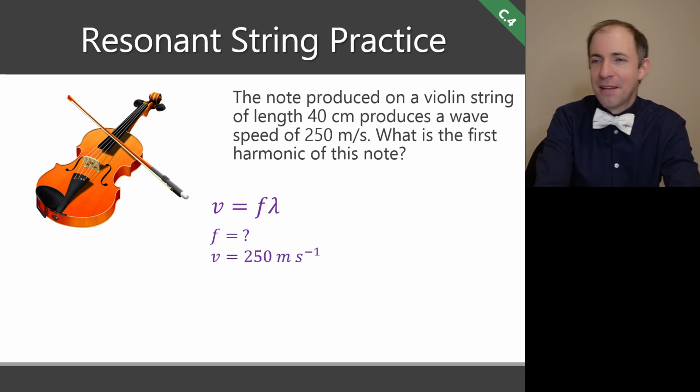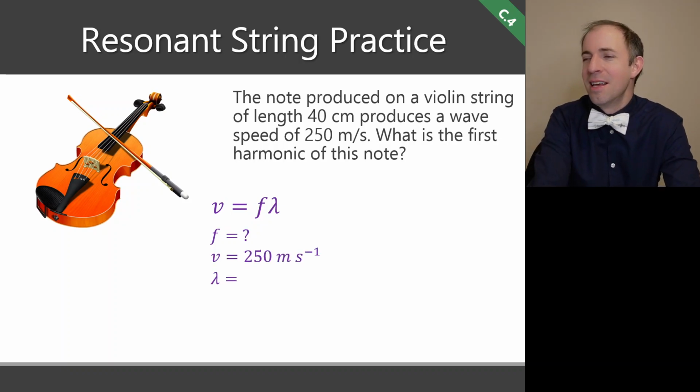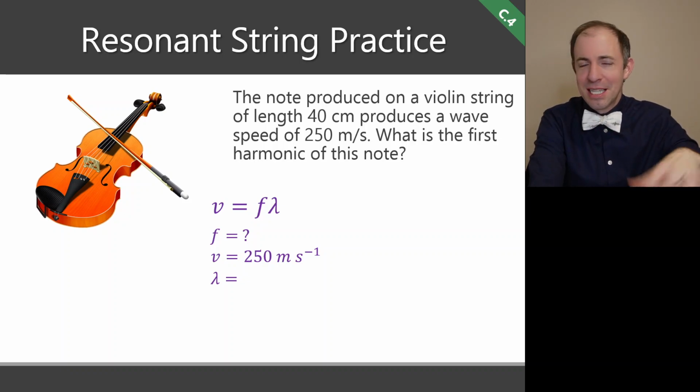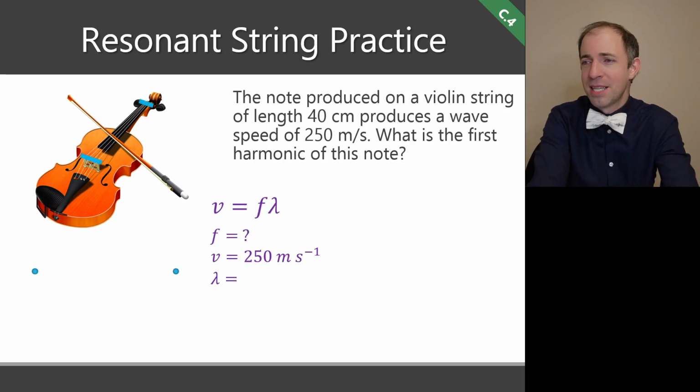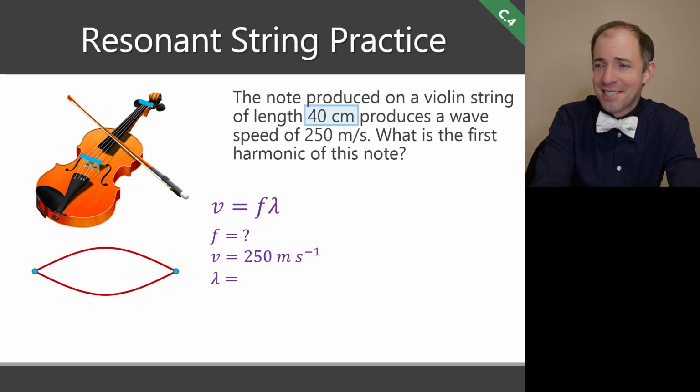So yet again, we're trying to find f. We know what v is, but we don't know what the wavelength is. We do have a picture that we can draw. This is a fundamental frequency, the first harmonic of this string. So a string is a node on both sides. The picture looks like this. That 40 centimeters is half of a wavelength.